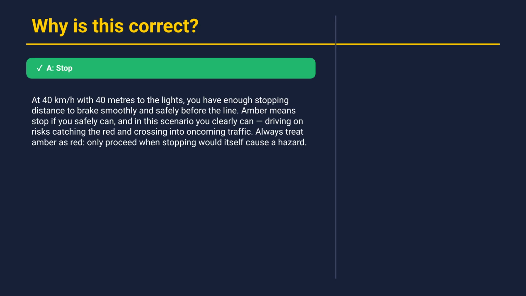At 40 kilometers per hour with 40 meters to the lights, you have enough stopping distance to brake smoothly and safely before the line. Amber means stop if you safely can, and in this scenario, you clearly can. Driving on risks catching the red and crossing into oncoming traffic. Always treat amber as red. Only proceed when stopping would itself cause a hazard. Alright, let's move on to the next question.